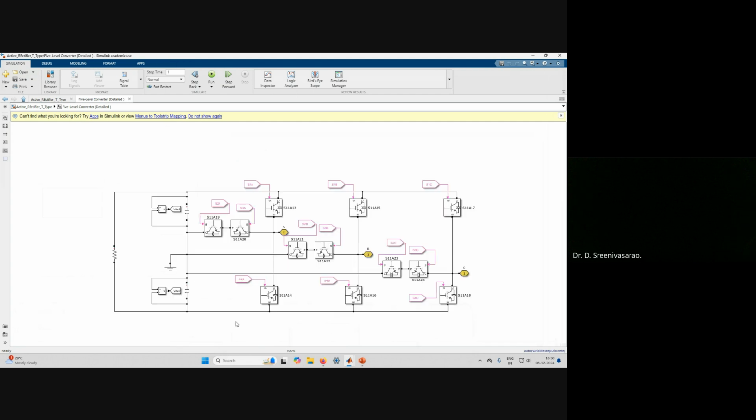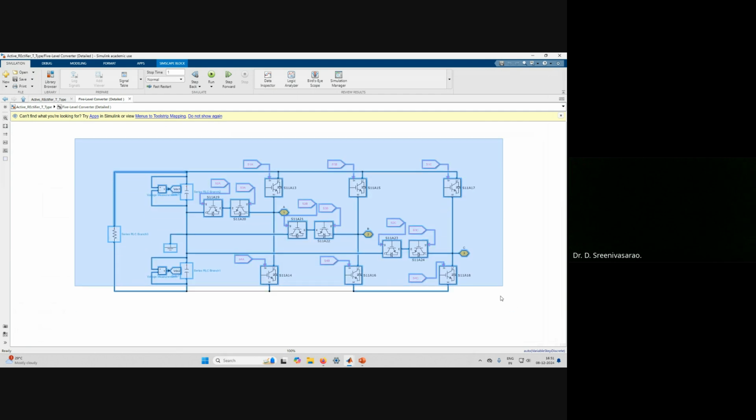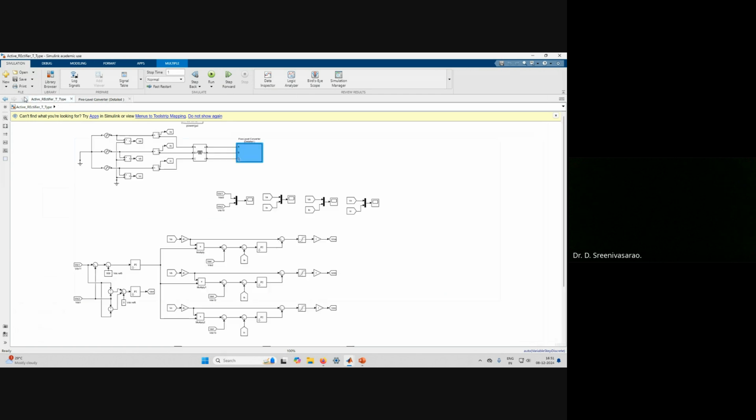This is a three-level T-type inverter. It is the same circuit, but instead of a two-level inverter I used a three-level inverter. Instead of a load, I just connected a resistance here, so this is an AC to DC application. Here two capacitors are there, one with voltage VDC1 and the other with voltage VDC2. This is a T-type inverter.